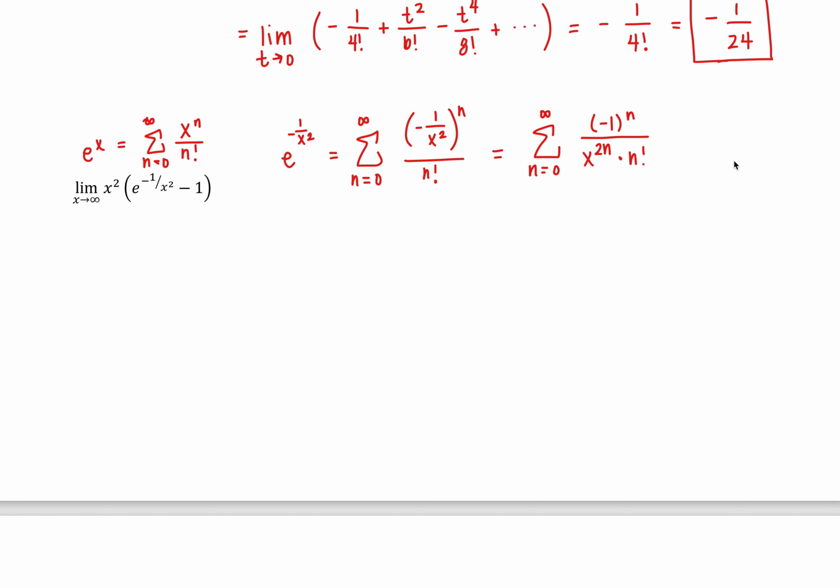So we're going to use this. If you were to write this out, starting with n equals 0, you're going to have 1 minus 1 over x squared plus 1 over x to the 4th times 2 factorial minus 1 over x to the 6th times 3 factorial, and so on.